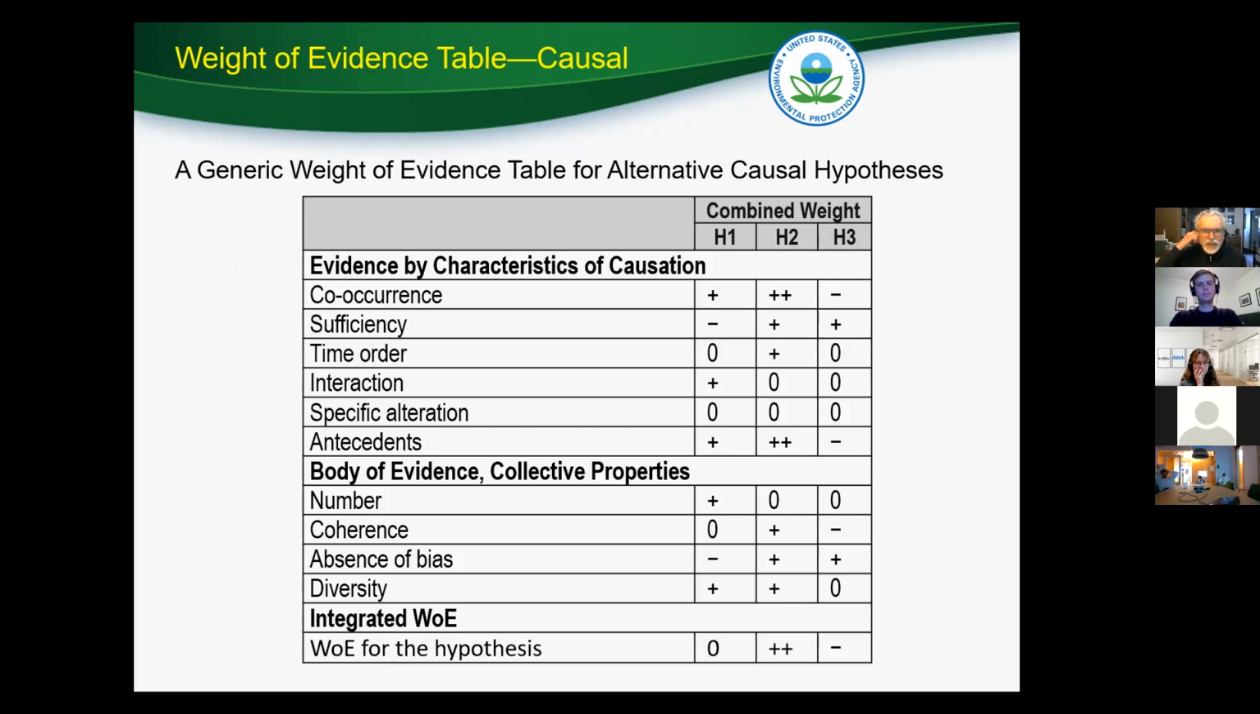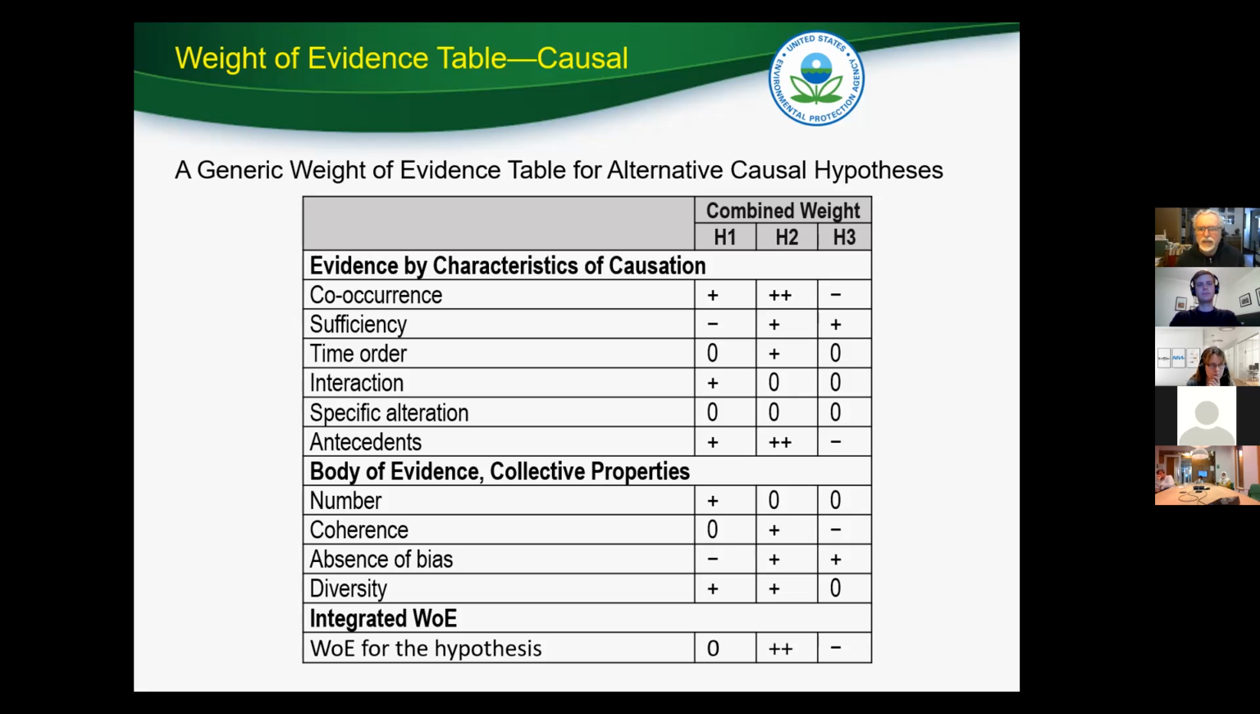And here is a generic weight of evidence table. It's actually from an assessment that I did, and I just took out the hypotheses. This is weighing for causation, so instead of types of evidence, we used the characteristics of causation as our bins. And you can see here the three hypotheses, and then the pluses and minuses and zeros. And then the body of evidence: number, coherence, absence of bias, and diversity scored.